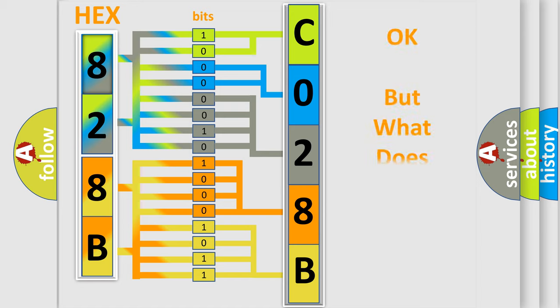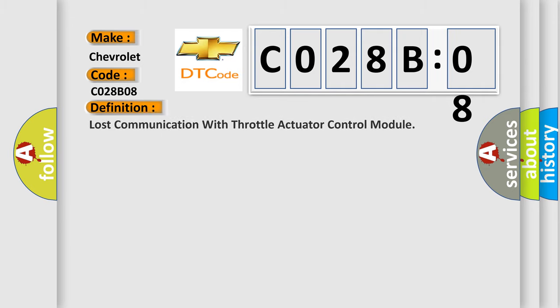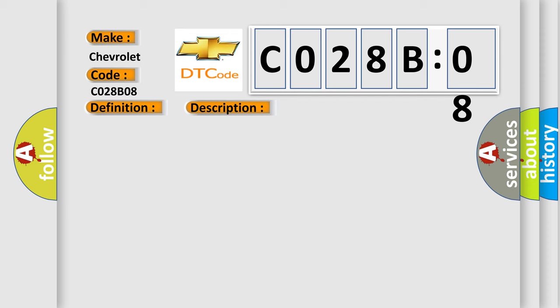The number itself does not make sense to us if we cannot assign information to what it actually expresses. So, what does the Diagnostic Trouble Code C028B-08 specifically mean for Chevrolet? The basic definition is lost communication with the throttle actuator control module. And now this is a short description of this DTC code.